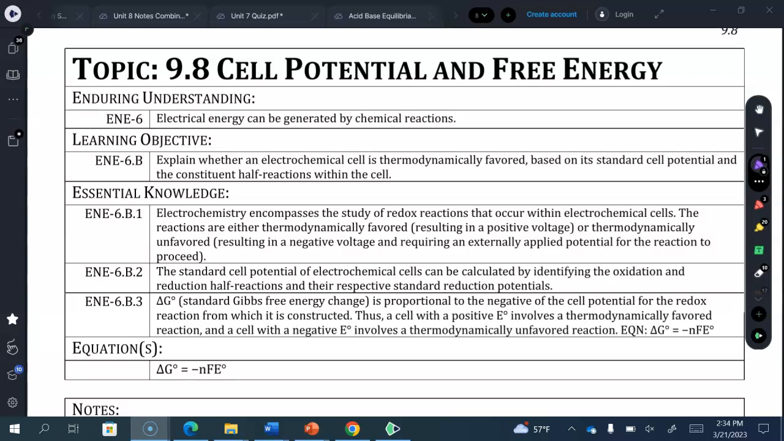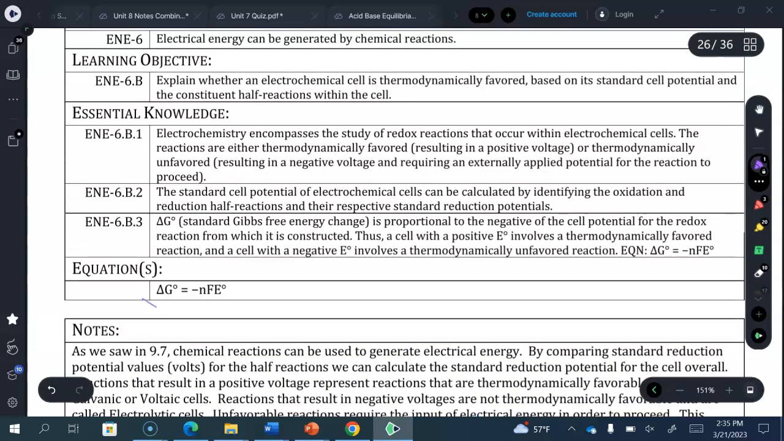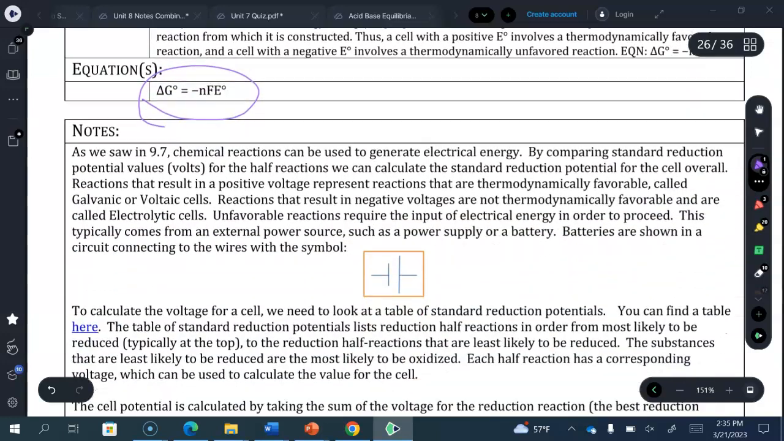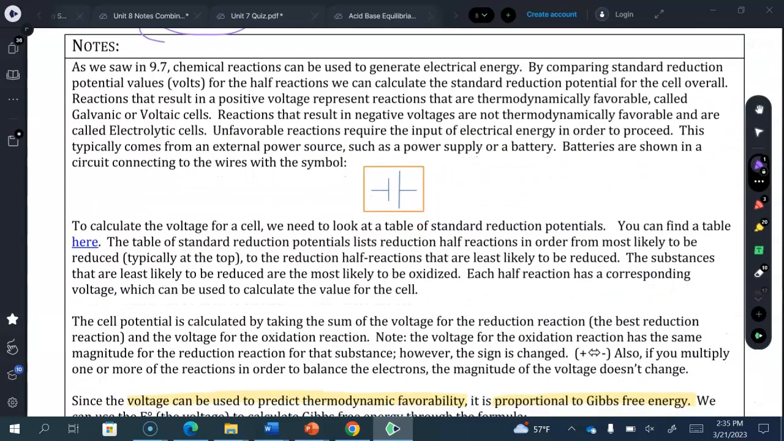Hello everyone, welcome to topic 9.8, cell potential and free energy. By the end of this, you should be able to explain whether an electrochemical cell is thermodynamically favored based on its standard cell potential and the constituent half reactions within the cell. We are going to now combine Gibbs free energy with cell potential that we discussed in 9.7.